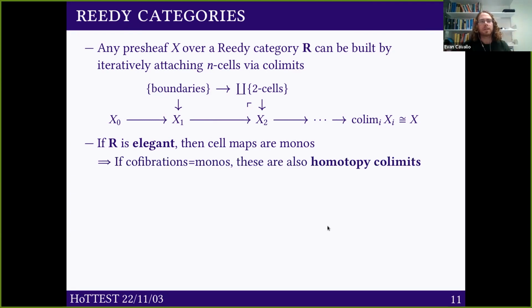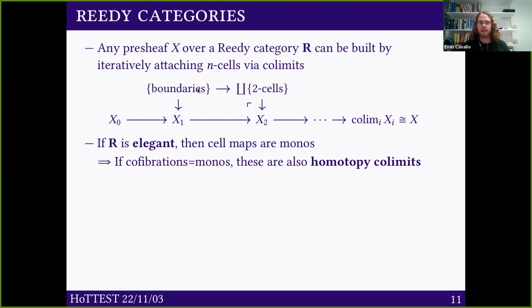And why this matters for us is that we're going to be looking at model structures where the cofibrations are the monomorphisms. And in this case, these colimits by which we can build up X are actually also homotopy colimits. So what I mean by that: the colimits in our model structure are these sort of one categorical colimits. But if we think of the model structure as presenting an infinity category, then we also have, or may have, colimits in that infinity category in an infinity colimit sense. And so in this very nice case, those two things coincide.